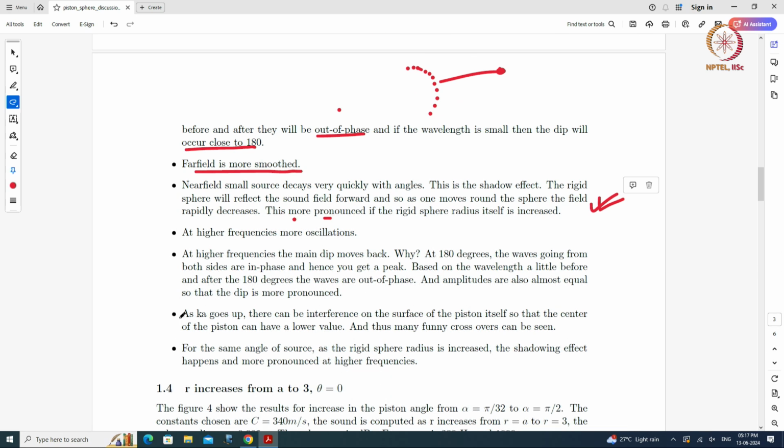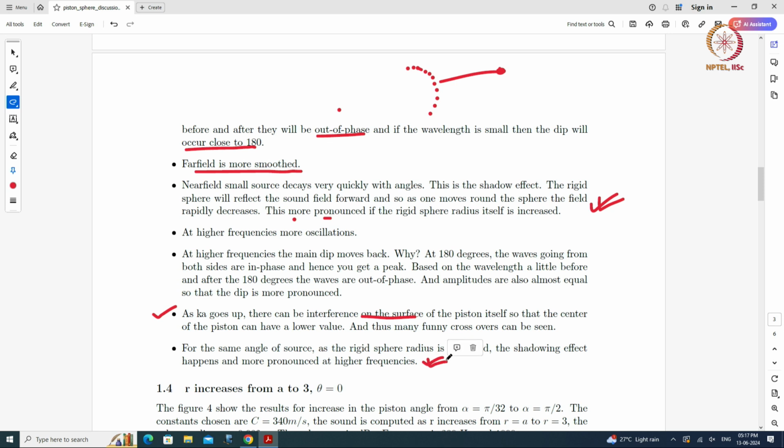Then as Ka goes up, there can be interference on the surface of the piston itself, so that the center of the piston can have a lower value, and thus many funny crossovers can be seen. And for the same angle of the source, as the rigid sphere radius is increased, the shadowing effect happens and is more pronounced at higher frequency. This I will show, I said.